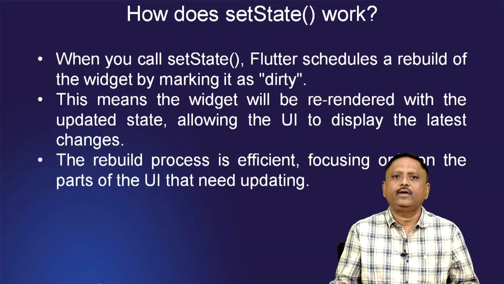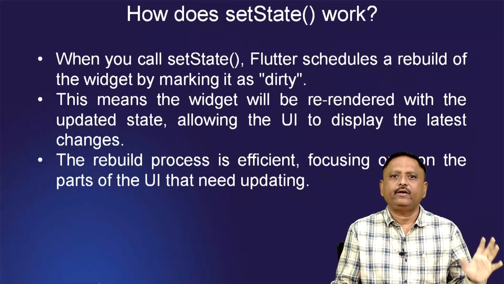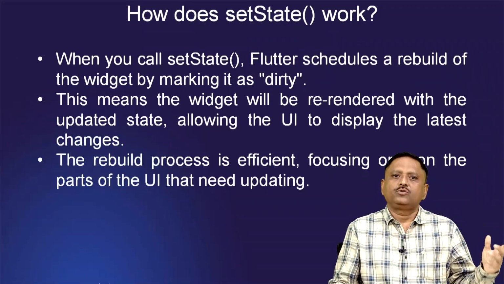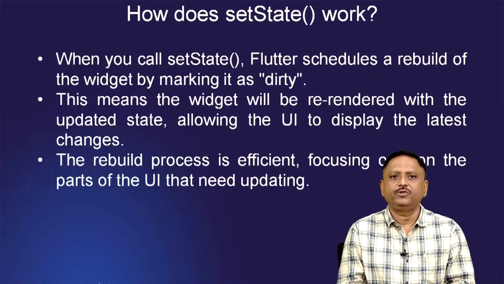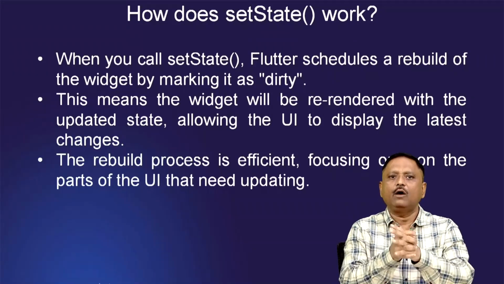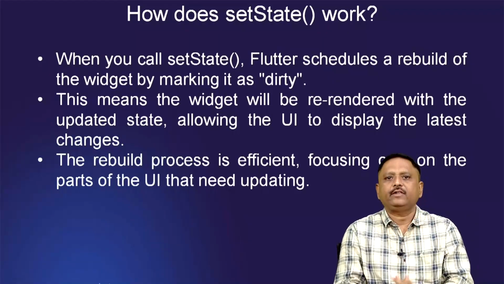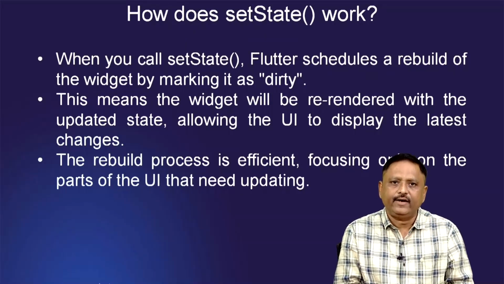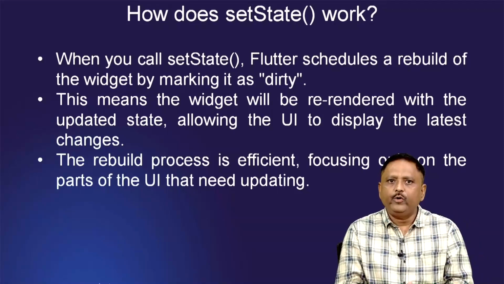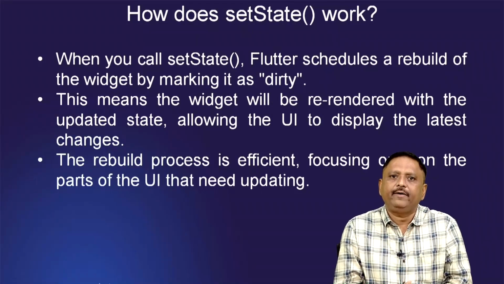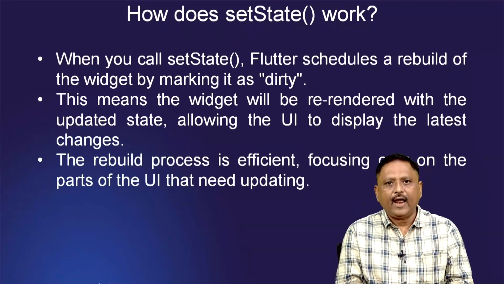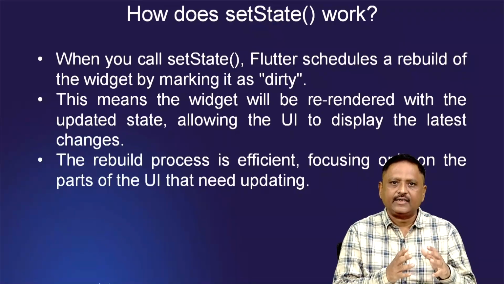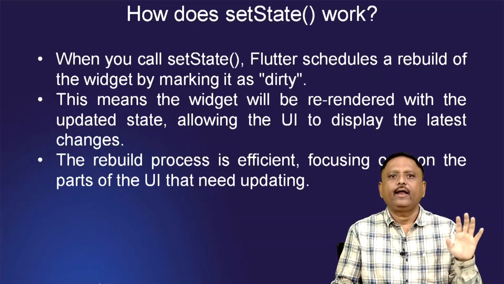Now let us try to understand how set state works. Let us understand what happens step by step. You change a variable that holds your state, let's say a counter. You call set state with a function that updates that variable. Now Flutter marks the widget as dirty and schedules a rebuild. During the next frame, the widget's build method runs again and your user interface reflects the new state. It is fast, automatic and intuitive.